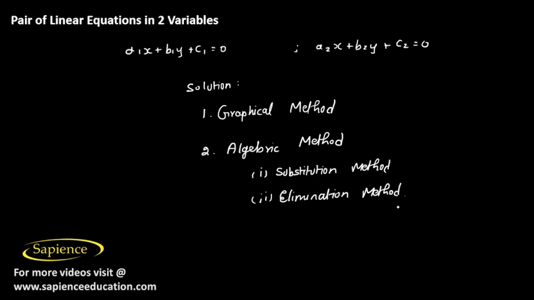Now the elimination method and graphical method will be explained in subsequent videos. In this video I will be explaining the substitution method: how we can use it to find the solution of two linear equations with two variables. So these are our equations: a1x plus b1y plus c1 equal to 0 and a2x plus b2y plus c2 equal to 0.